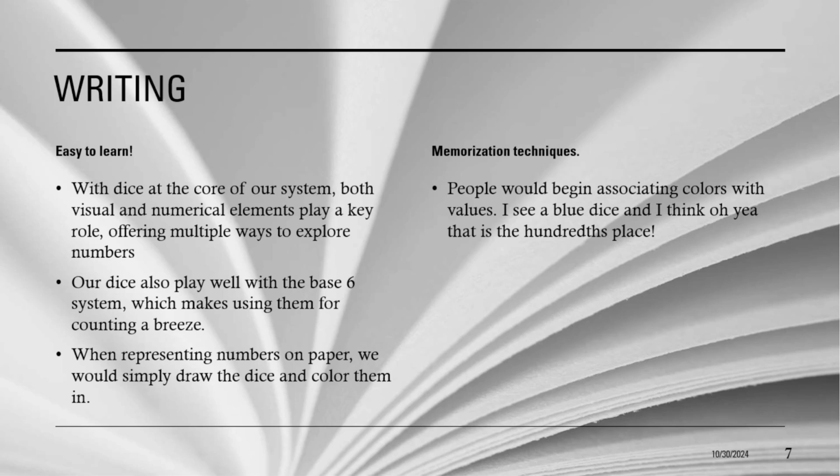Writing. Our system is easy to learn. With dice at the core of our system, both visual and numerical elements play a key role, offering multiple ways to explore numbers. Our dice also play well with the base 6 system, which makes using them for counting a breeze. When representing numbers on paper, we would simply draw the dice and color them in. In terms of memorization techniques, people would begin associating colors with values. I see a blue dice and I think, oh yeah, that is the hundredths place.